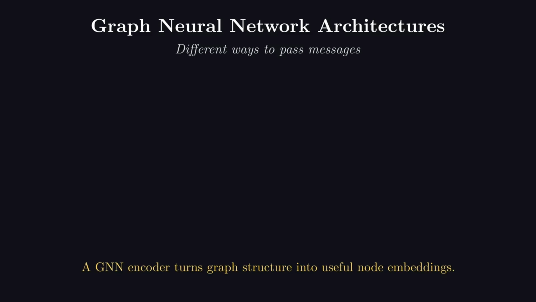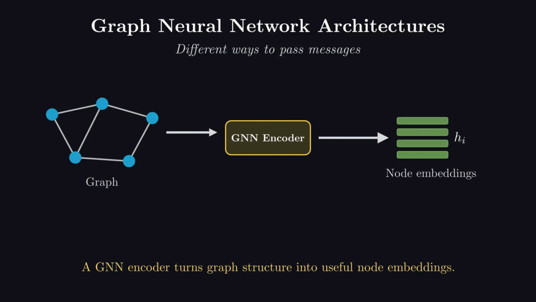In this video, we will compare different graph neural network architectures. The general idea is always the same. We start with a graph, pass it through a GNN encoder, and obtain node embeddings. These embeddings are vector representations of the nodes, and they should contain useful information about both the node itself and its surrounding graph structure. The important difference between GNN architectures is how they pass messages between neighboring nodes.